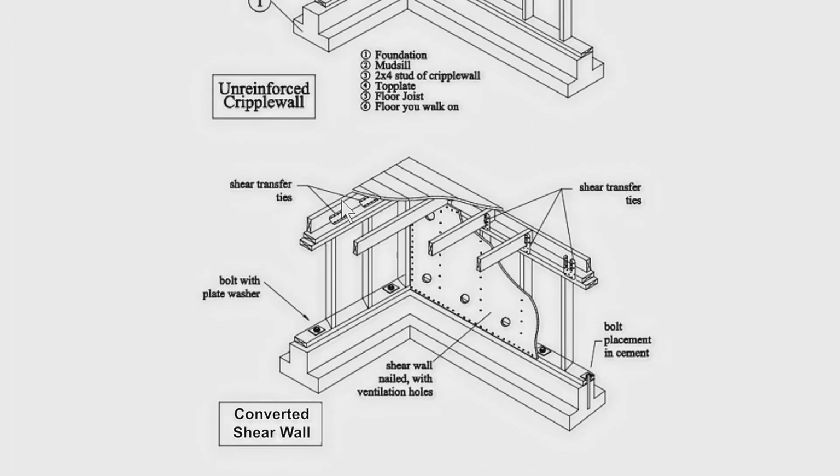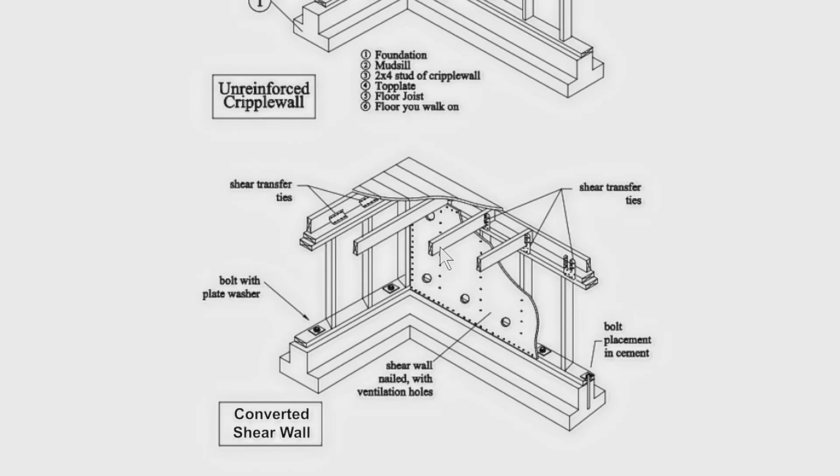So for example, here we have the floor joist, and we're worried about it moving, so we put in a shear transfer tie. Then here's another type of shear transfer tie right here. Then we're worried about the cripple wall collapsing, so we put in a piece of plywood. Then we're worried about this mud sill moving, so we put in a bolt. And then here the foundation, well we're not worried about that because that's in the ground. So when all these components are put together, we have a shear wall.